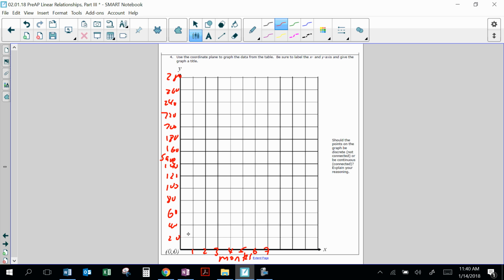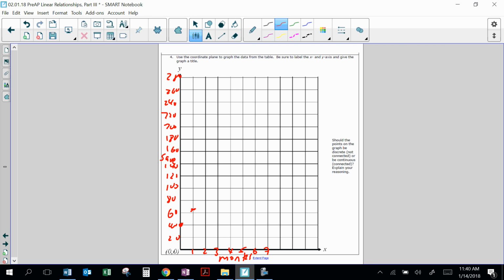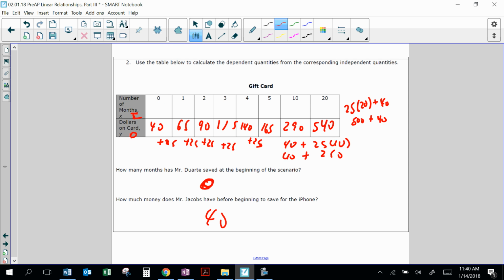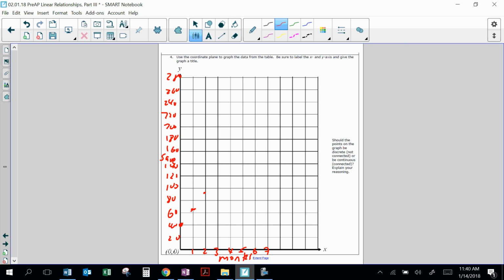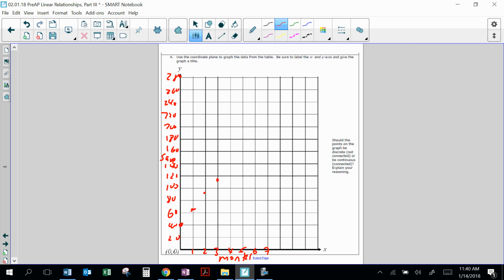In 0 months, he saved $40. In 1 month, he saved $65. In 2 months, he saved $90. In 3 months, he saved $115. In 4 months, he saved $140. 5 months is $165. Out of curiosity, am I going to connect this or not?